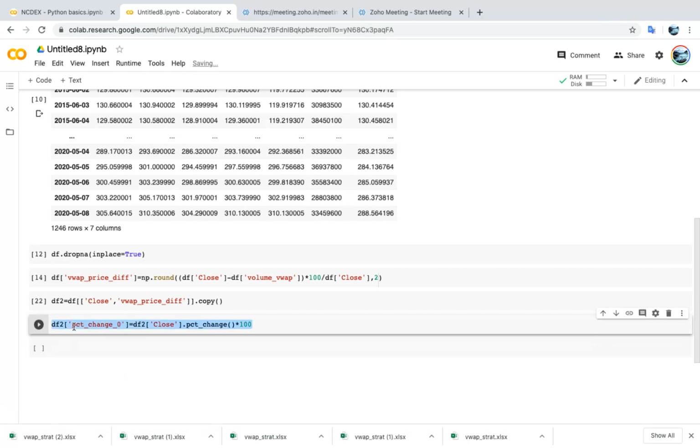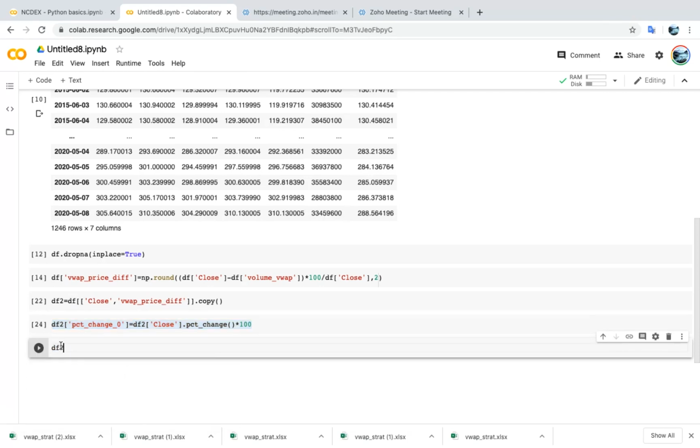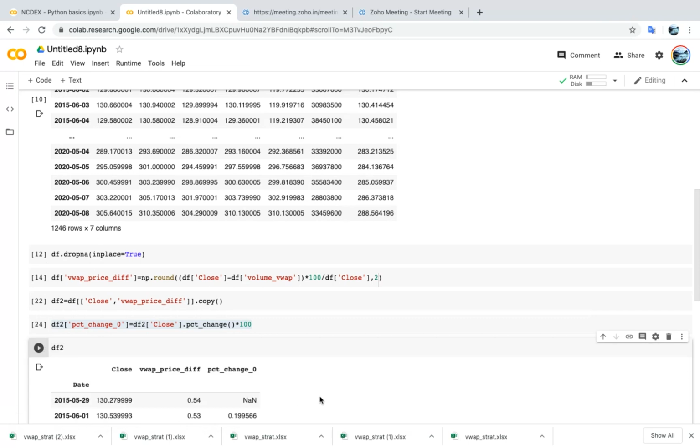So we have a percentage change of today. Let us see how it looks like now. So now we have three columns: close, percentage change of today, and VWAP price difference. Let us see if we have to calculate percentage change of tomorrow. Yes, tomorrow. How can we do that? If we have the historical data, then we can calculate percentage change of tomorrow as well.